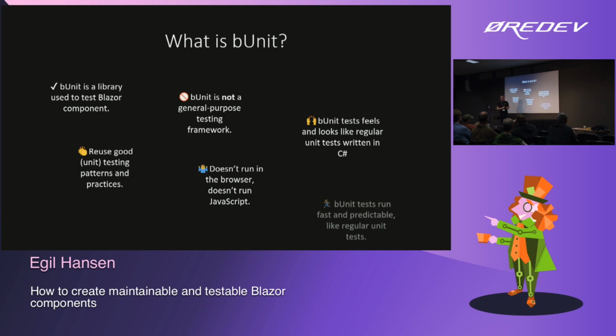But the advantage of bUnit, in that it doesn't run your JavaScript and doesn't instrument a browser and run that in the background, is that it runs fast, and we have big, deep ties into the Blazor runtime, so we can understand what's going on, and we can speed things up, and we can make it easier to make tests stable and predictable. It's not a black box like it is when you're running in a browser.